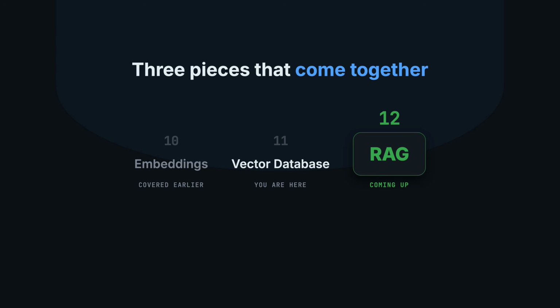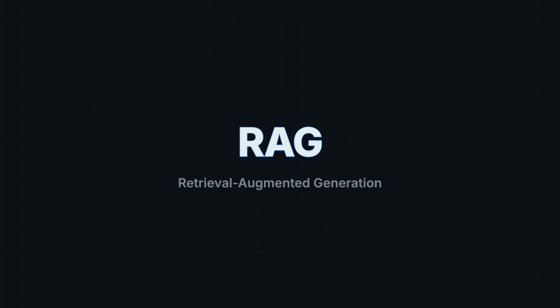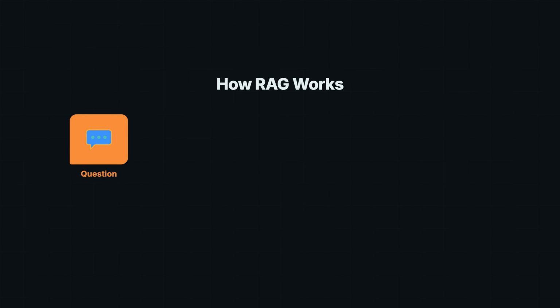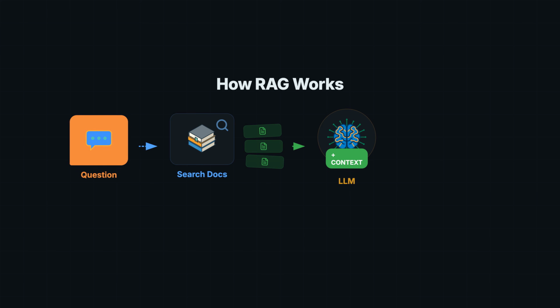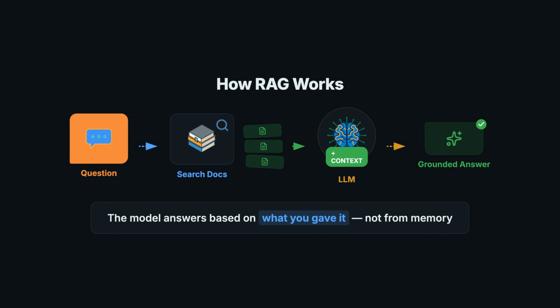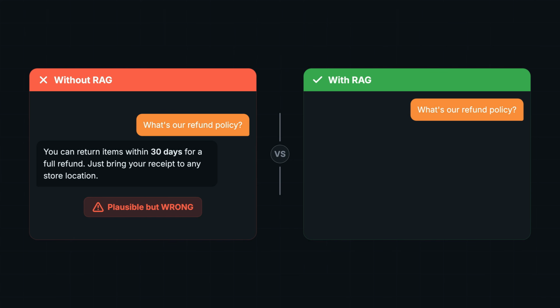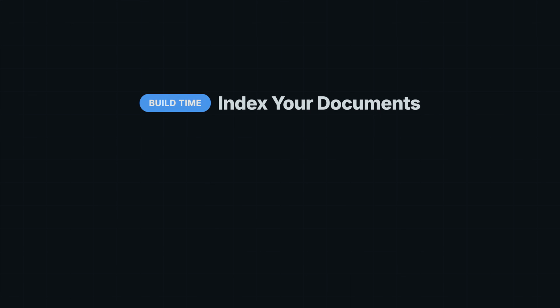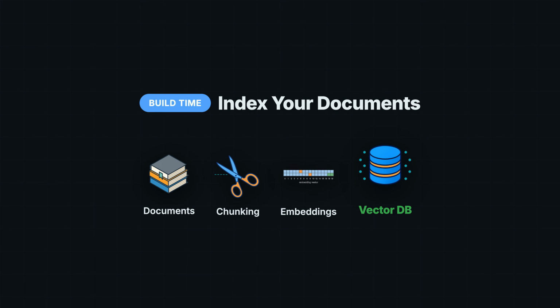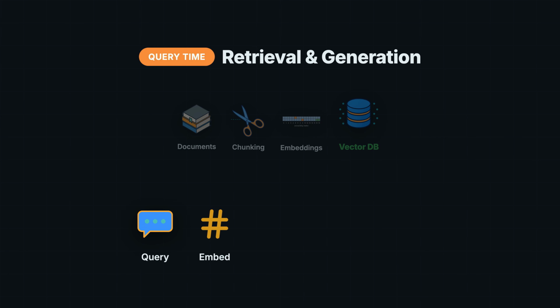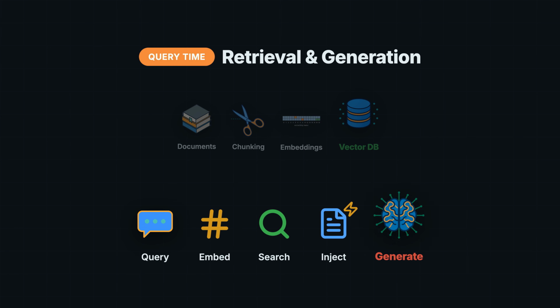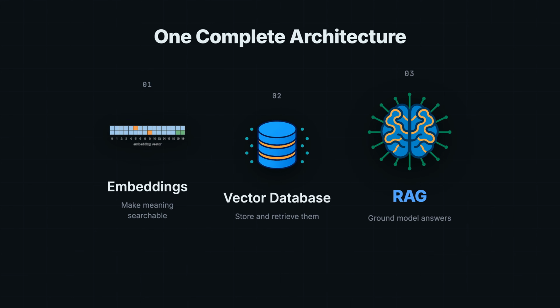And this is where these three pieces come together. RAG, Retrieval-Augmented Generation. Instead of relying on what the model memorized during training, you first search your own data for relevant information, then hand it to the model with the question. The model answers based on what you gave it, not from memory. It's the difference between a new hire answering from memory on day one versus handing them the handbook and saying, use this. In practice, take your documents, split them into chunks, embed each chunk, store in a vector database. When a question comes in, embed it, search for relevant chunks, and inject them into the prompt. That's how these three concepts snap together.